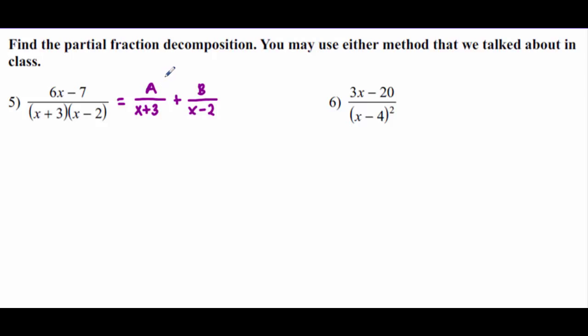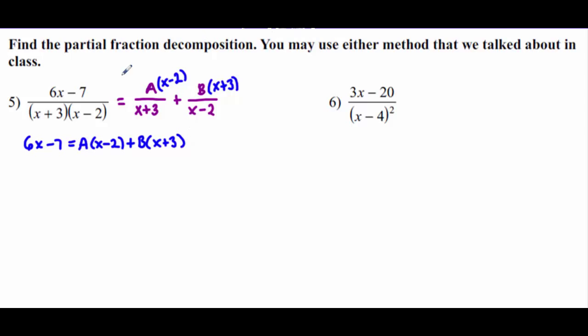So we want to first pretend like we're getting common denominators. So I'm going to multiply the first fraction by x minus 2, because that's what the denominator would need to get back to this original denominator. I'm going to times the second one by x plus 3. And then because if we do that, we end up with all the same denominators, we're going to drop them so that we have 6x minus 7 equals a times x minus 2 plus b times x plus 3.